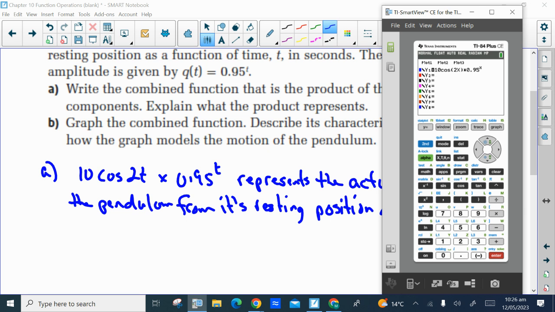But then it's being multiplied by 0.95 to the power x. So that means everything, that amplitude, everything's going to be decreased by 5% of what it was before. So the amplitude is going to get smaller, right? So 10 should be the maximum amplitude. So we can try zoom 0 and see what we get.